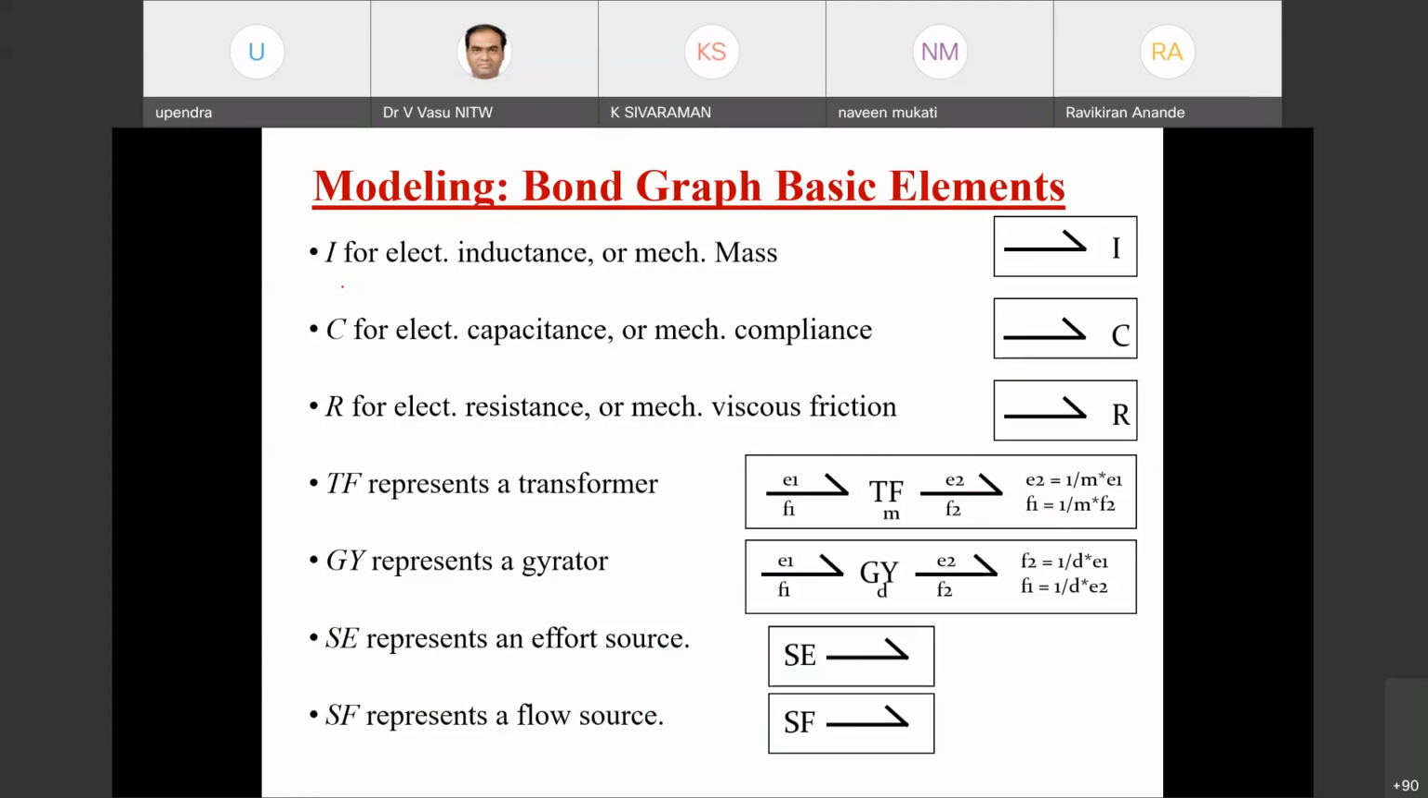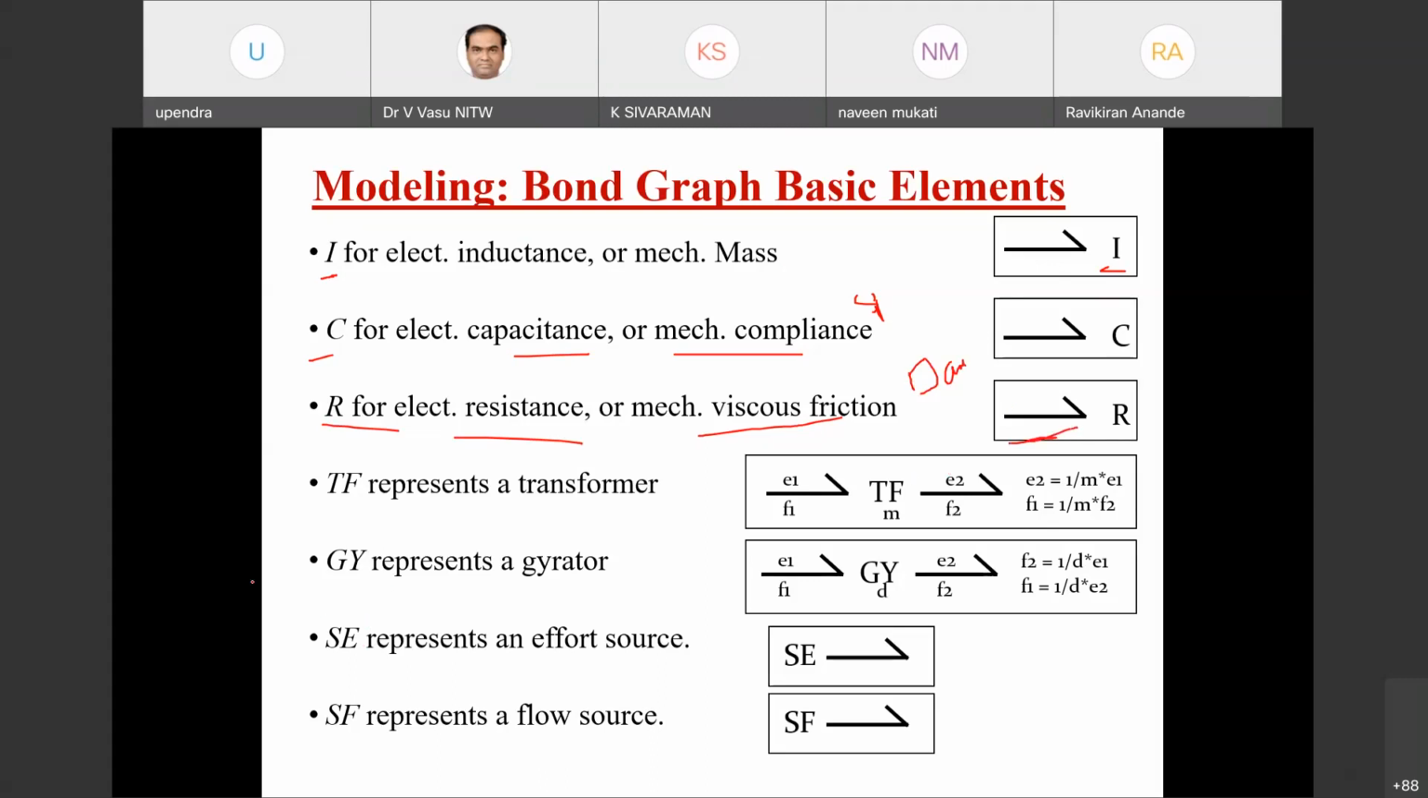These are some of the important components present in the bond graph. I represents the inductance or mechanical mass, and C is considered the capacitance or mechanical compliance. This compliance is also considered the spring constant K. R is represented as electrical resistance and mechanical viscous force, which is considered the damping force, the damper. That is how we represent them.